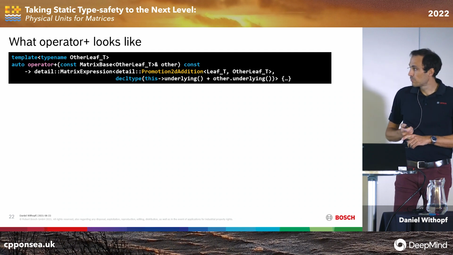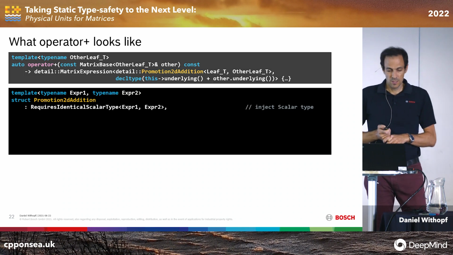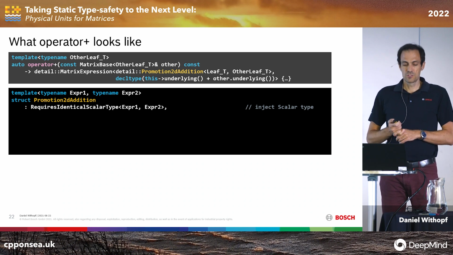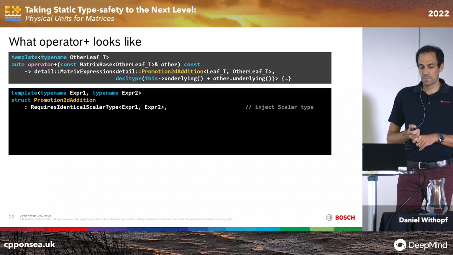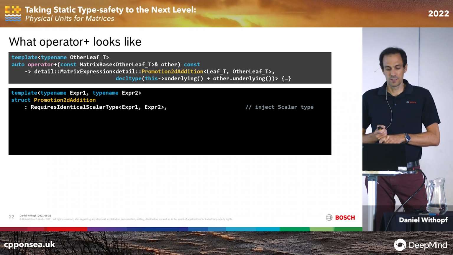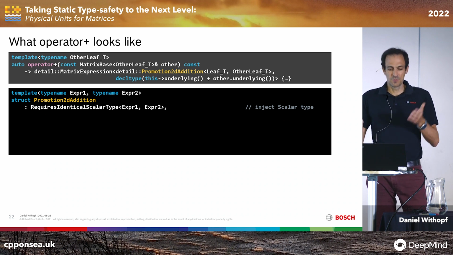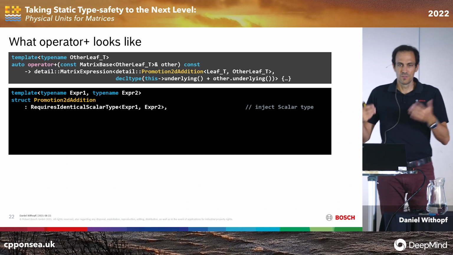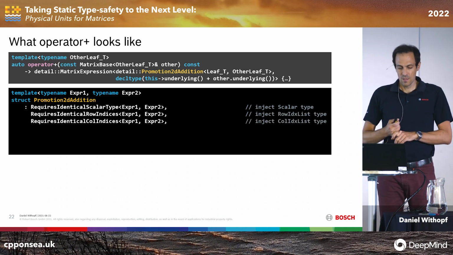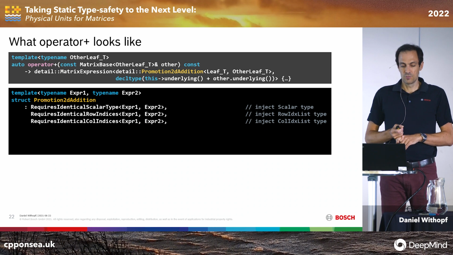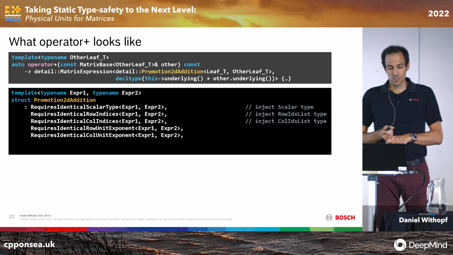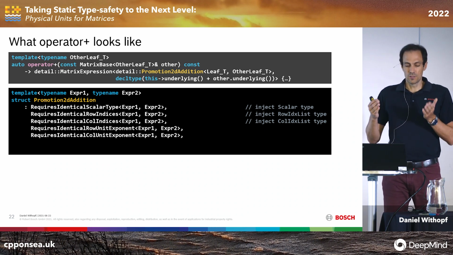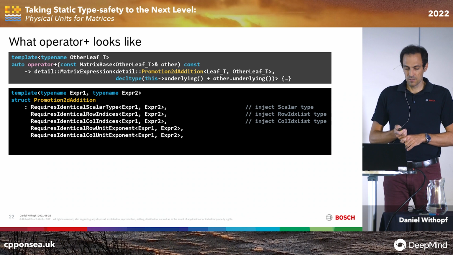Now I want to show what my promotion type looks like here. So in this case, the promotion to the addition is an empty struct that only inherits from a few base classes. The first base class requires identical scalar type. So this does what it says. It checks that the scalar types of the two expressions are identical. If not, the user gets a static assertion. Then we require identical row and column indices. They have to match up. And we also require identical row and column unit exponents, as I mentioned earlier.